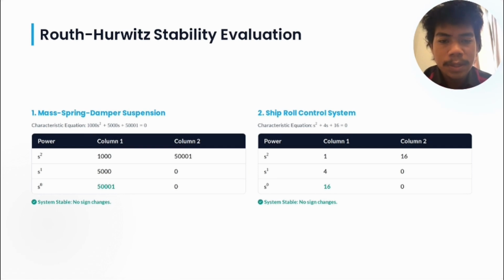Next is the stability result. From the Routh-Hurwitz table, all the values in the first column are positive with no sign changes. Therefore, we can conclude that both the mass spring damper system and the ship roll motion control system are stable.